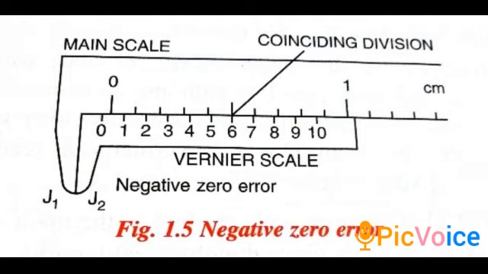Now what will you do? Again check which division is coinciding. Here also we find that the 6th division is coinciding. So our correction will be: negative zero error will be 6 multiplied by the least count, but here we will give a minus sign.